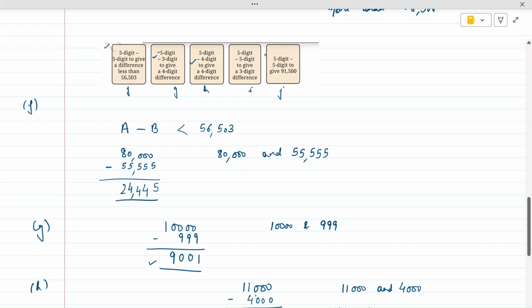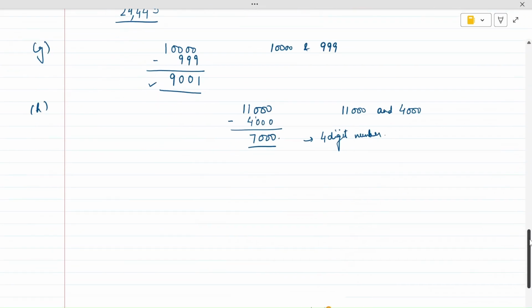Now what we have next is, we have to subtract one 5 digit number from another 5 digit number and see that the difference is a 3 digit difference. Okay, so let's do this. It should be 5-digit number minus 5-digit number, and it should give me a difference of a 3-digit number. So kids, this is easy. How we can do this is, we can take a 5-digit number.